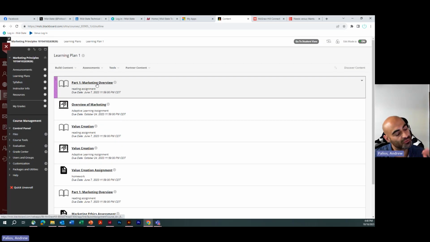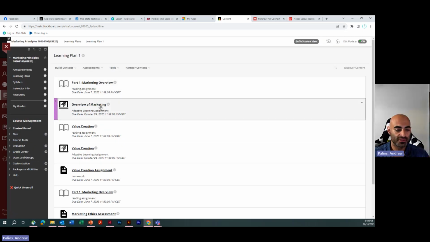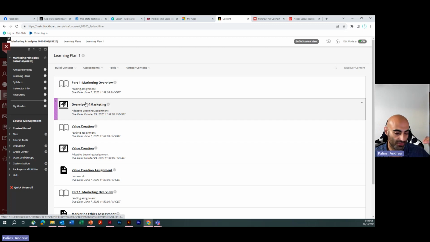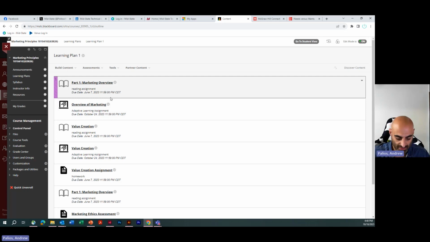So when you work from the top down, that's going to be the best way to make sure that you have a full understanding of what you need to complete the assignments as you go. So just work top to bottom in that, and you'll have everything you need to go to the next step.